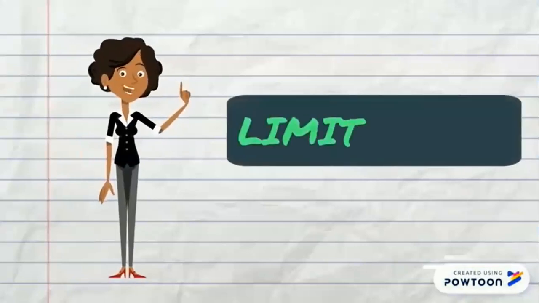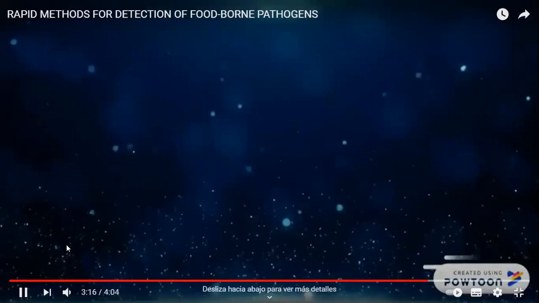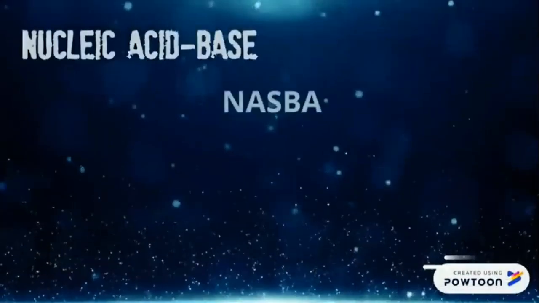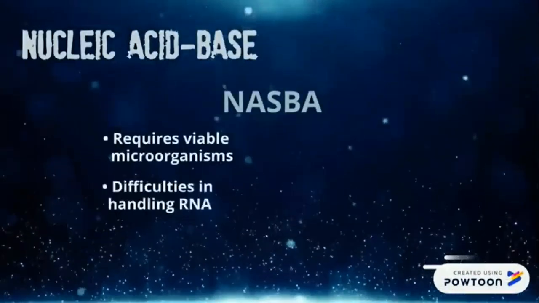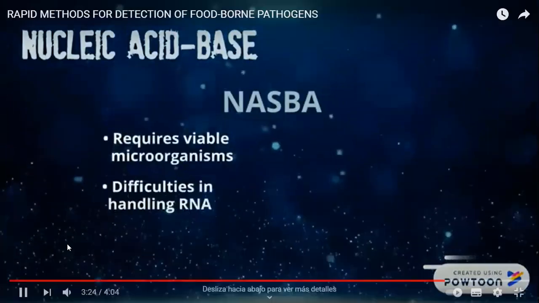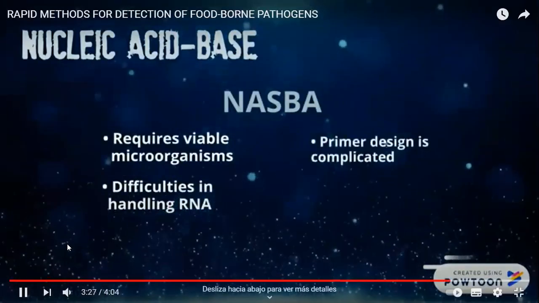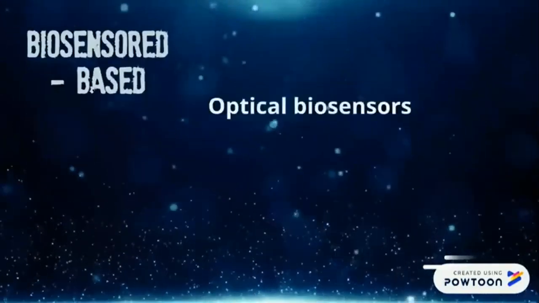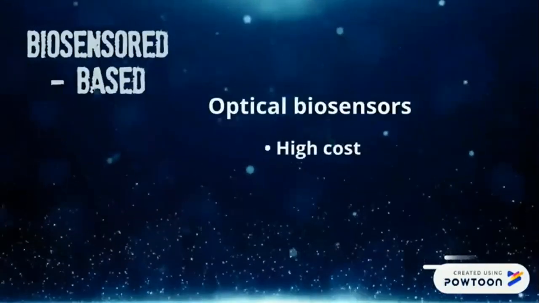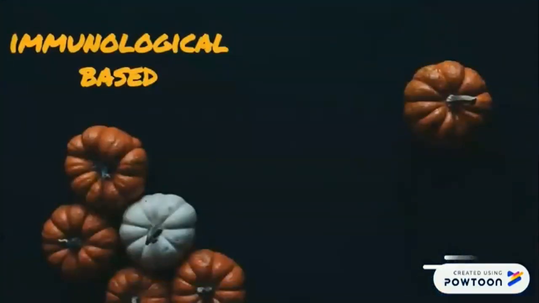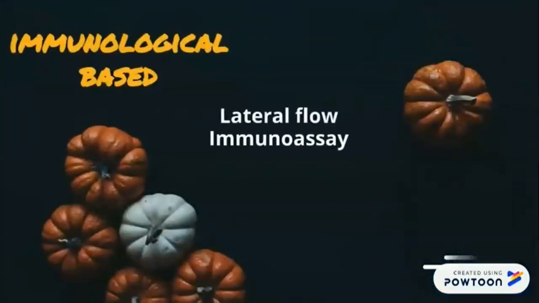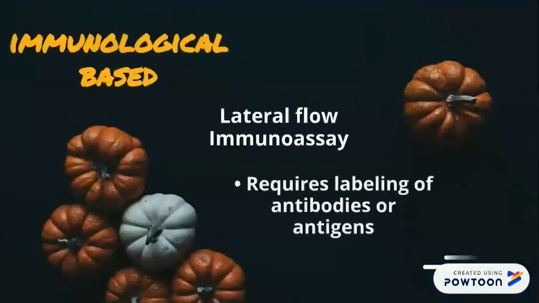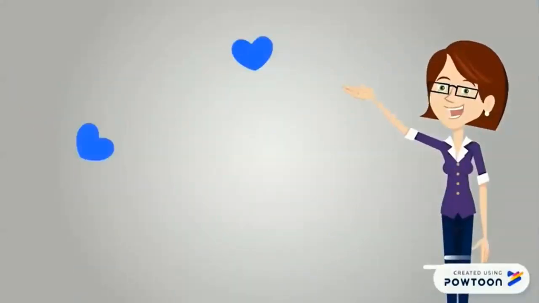So, what are the limitations? Nucleic acid based, NASBA: it requires viable microorganisms, difficulties in handling RNA, the primer design is complicated, and it is insufficient to detect unknown or unsequenced targets. Biosensor based, optical biosensors: high cost. Immunological based, lateral flow immunoassay: requires labeling of antibodies or antigens. That's all from us. Thank you.